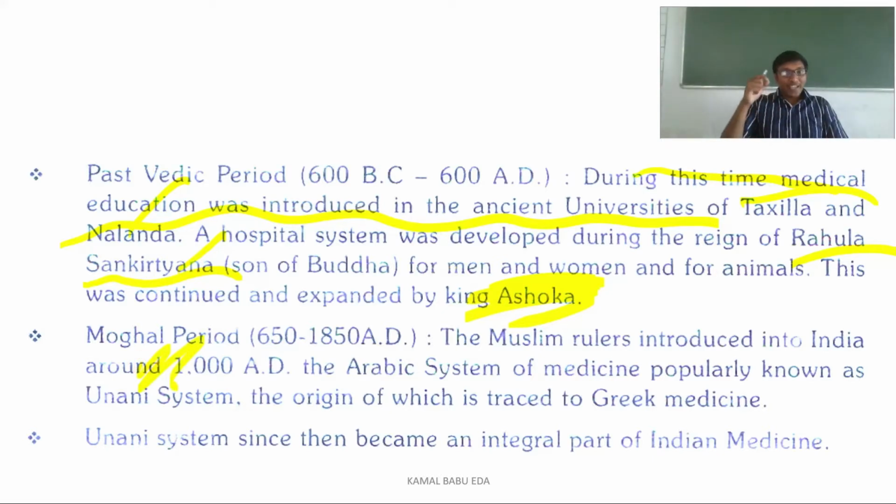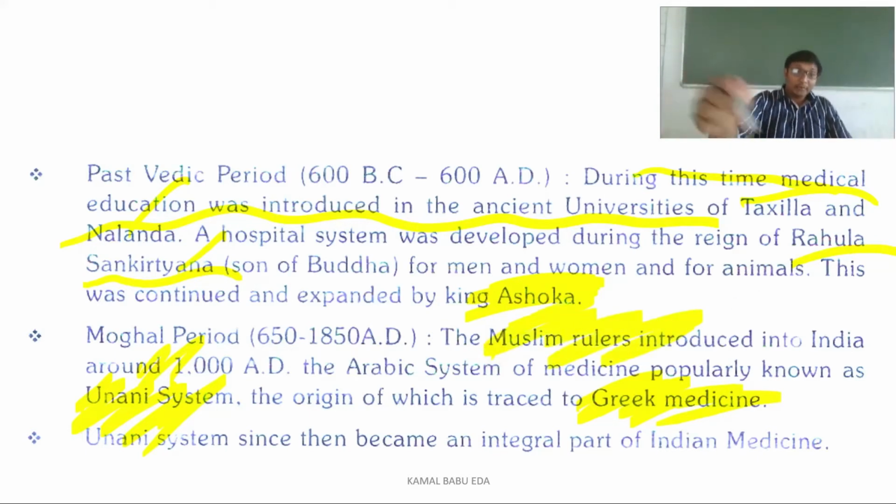So here we have this Arabic system of medicine, which is popularly known as the Unani system. When they traced its origin, it was found to be Greek medicine. So mainly the Unani medicine's origin is from Greek medicine, and it was introduced to India by the Muslim rulers mainly in the period of 1000 AD. So it was popularly known as the Unani system, the popularly known medicine system in the Arabic world.